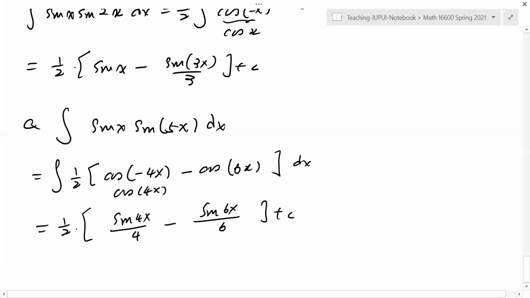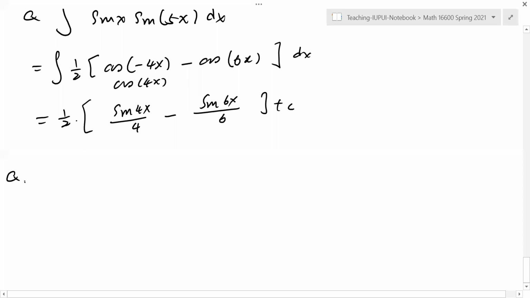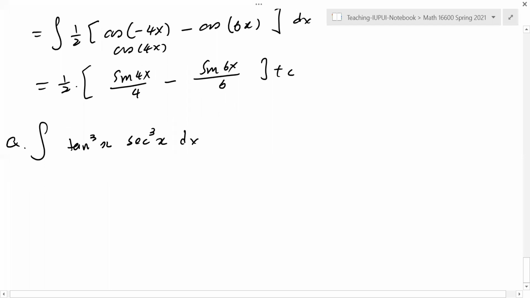Okay, our next problem is going to be tangent cubed x secant cubed x dx. So yeah, I still give you 1 minute to think about it. I hope you get some ideas.